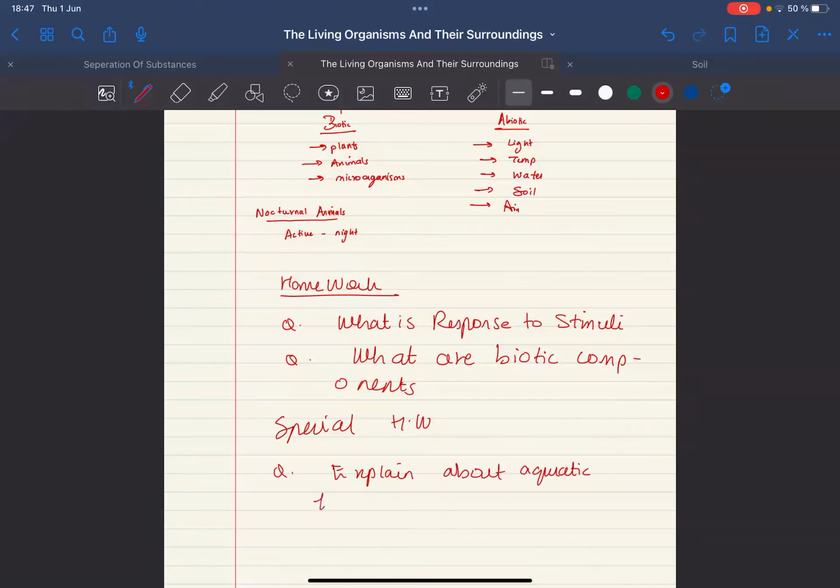Ma'am, I'm not understanding the homework of the first question. What is response to stimuli? What are biotic components? Special homework is explain about aquatic habitat.